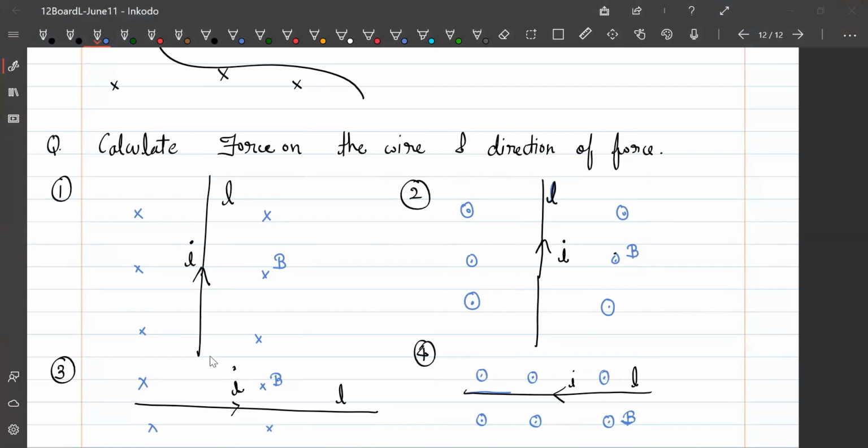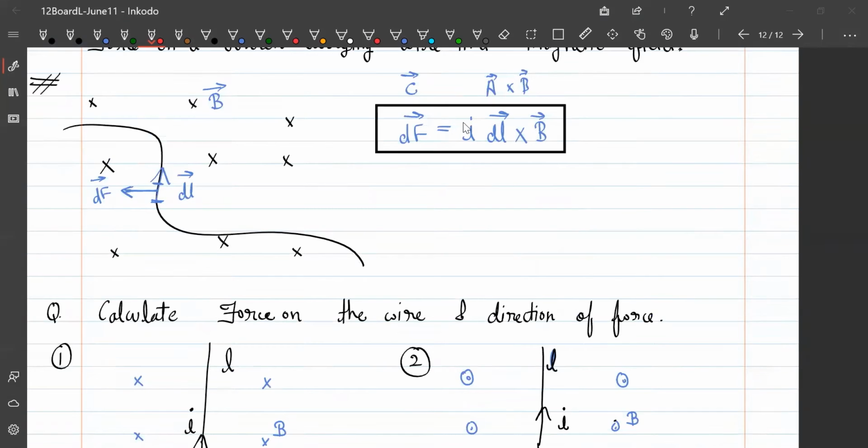So in the first case, the force value will be ILB, but what will the direction be: left, right, up, or down? Rishit, can you tell me the direction of the force in the first case? Downwards. It is L cross B.